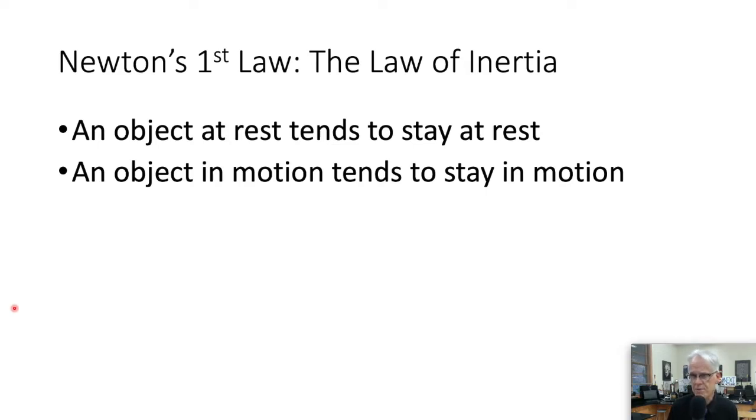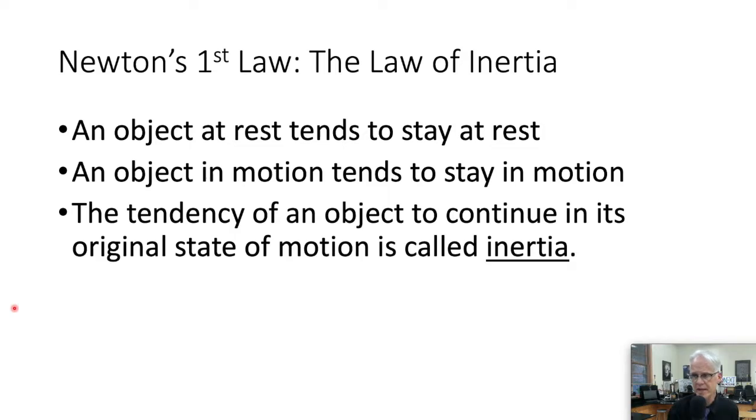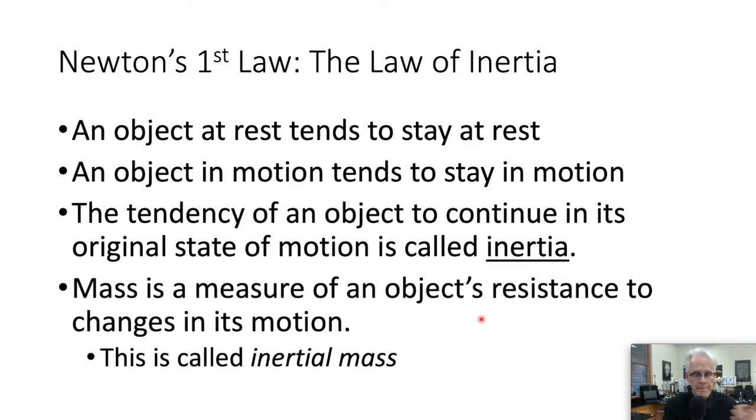Let's get a little deeper on that. First, the tendency of an object to continue in its original state of motion is called inertia. Mass is a measure of an object's resistance to a change in motion. The more mass something has, the more it resists a change in its motion. This is called inertial mass, and we'll look at gravitational mass a little bit later.